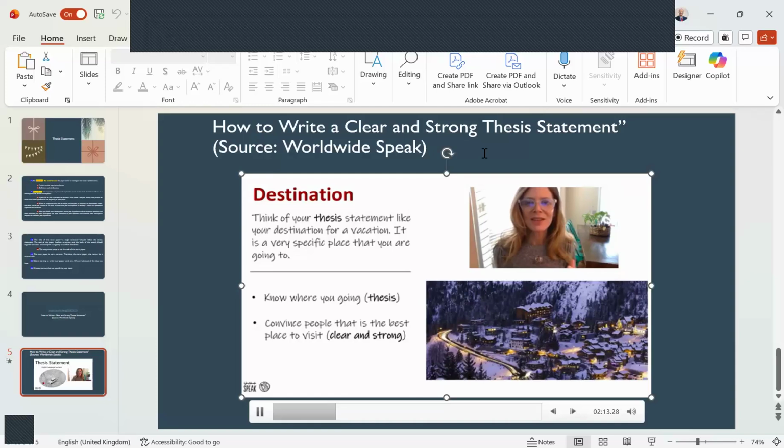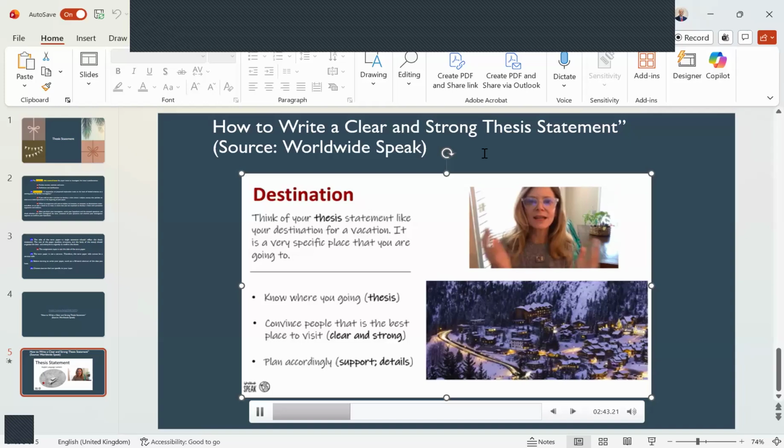And lastly, when you're going to your destination, you plan accordingly. You know, if you're going skiing, you're not packing sundresses, right? You're going to pack your ski equipment and clothing for the appropriate weather. And that planning and that support for your destination, your vacation, that's your support and your details in your paper. So you're going to one place, right? That's your thesis, one idea. And then all of the planning that goes into your paper or into your vacation, that's your support in your details. And it's very clear and strong because you know where you're going.